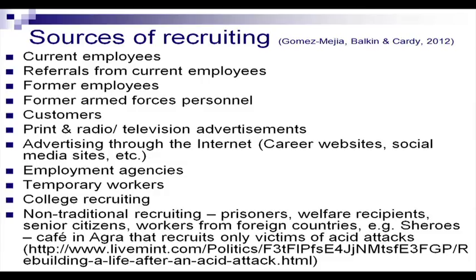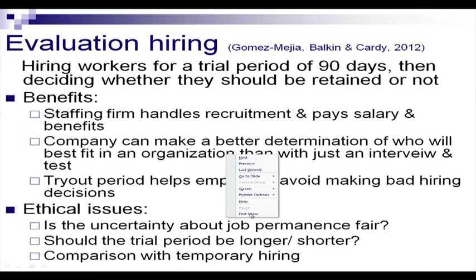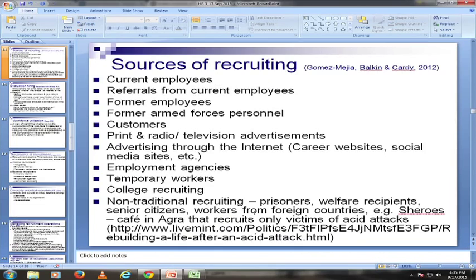Temporary workers, college or campus recruiting as we call it. And we have non-traditional recruiting. I really want to show you this. There's a cafe, and now some organizations are making an extra effort to recruit people who may be marginalized in society.